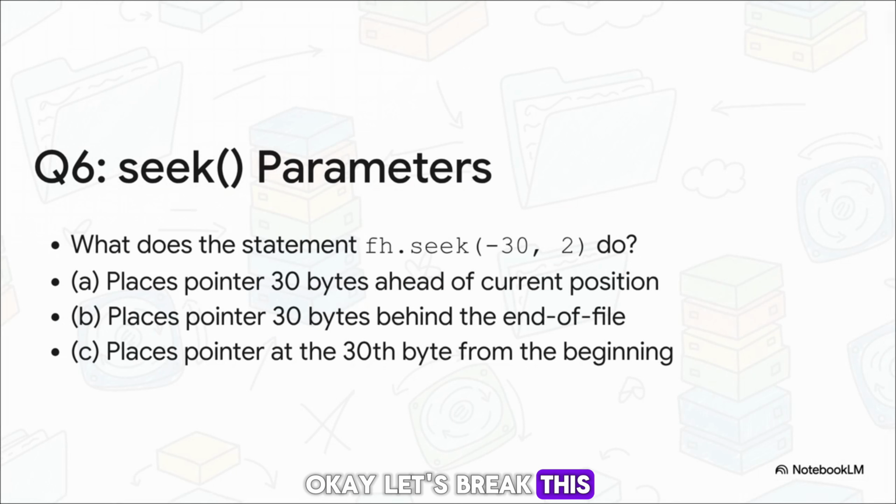Okay, let's break this one down. What does fh.seek(-30, 2) actually do? The answer here is B. So let's look at why. That second number, the 2, is our reference point, and it means start at the end of the file. From there, the first number, -30, tells Python to go backwards 30 bytes. Simple when you break it down.